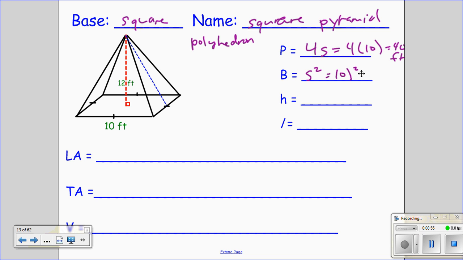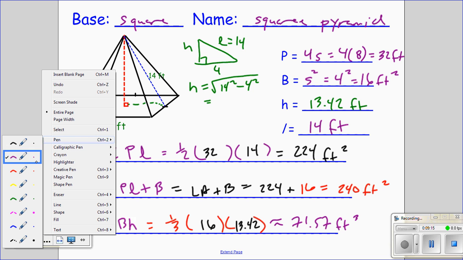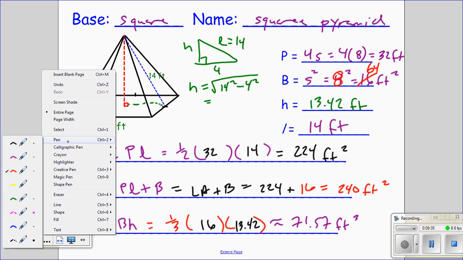Ooh, I just realized a mistake. Oh my goodness. Okay, so on my base area of my first example, my side was 8, not 4. So this area should have been 8 squared, which is 64 feet squared. So I need to fix my total area and my volume. Sorry guys. Glad I caught it though.